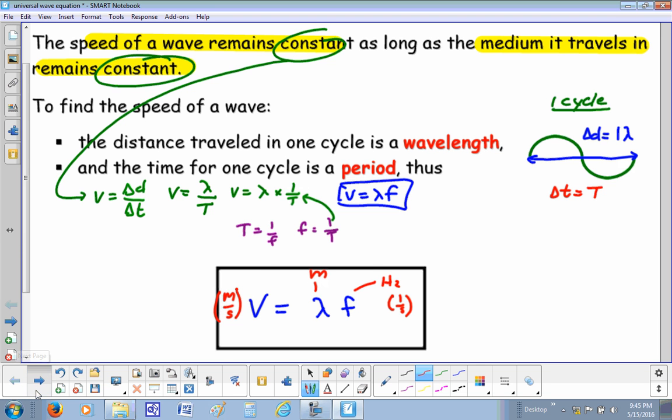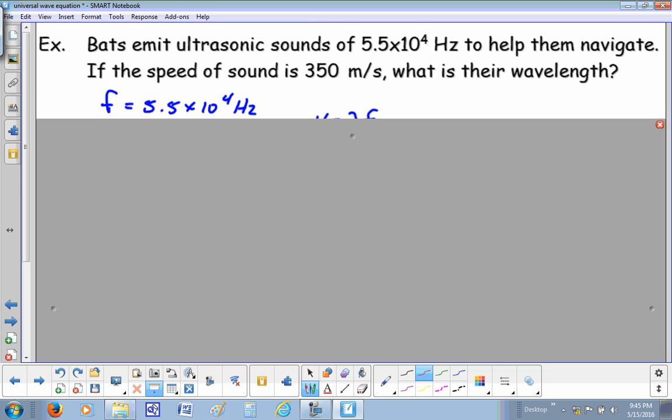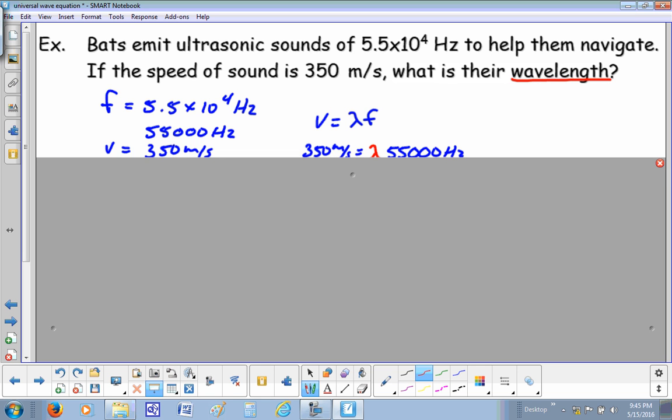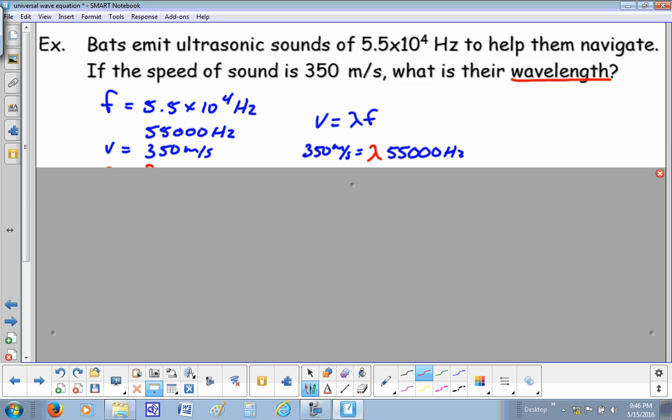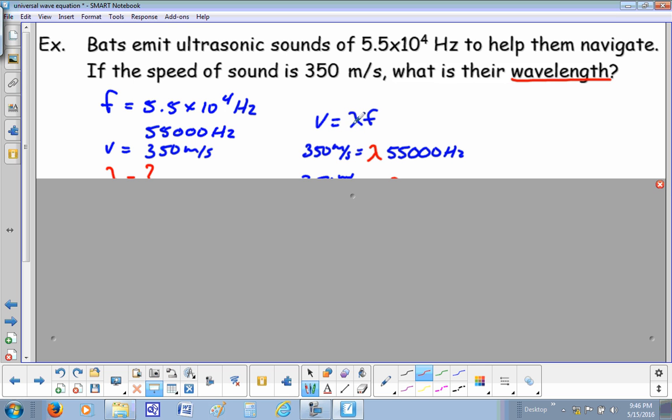Let's look at a quick example here. So what I have here is the sound wave of a bat, and it's 55,000 hertz, which is way beyond our hearing range. And the speed of sound is 350 meters per second in this particular situation. And what we want to know is what's the wavelength going to be of the sound. So we've got our givens. I rewrote the given here without scientific notation. There's my speed. I know my equation. Standard universal wave equation is v equals lambda times f.